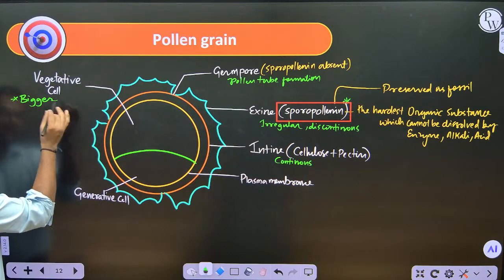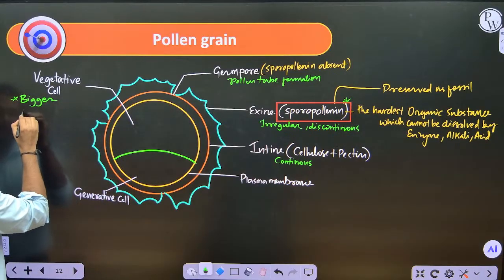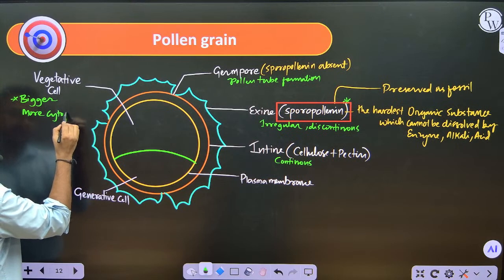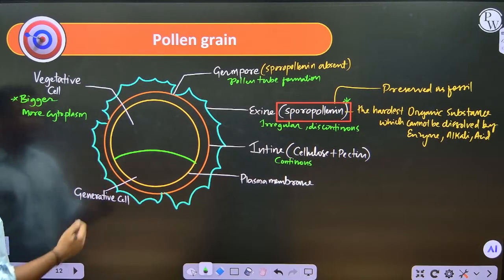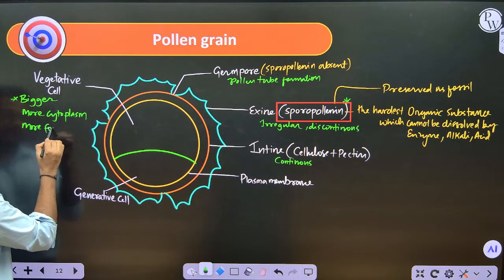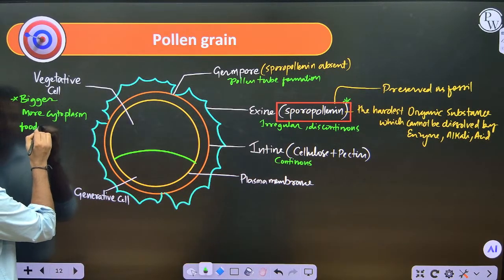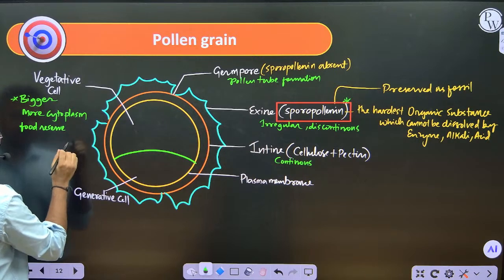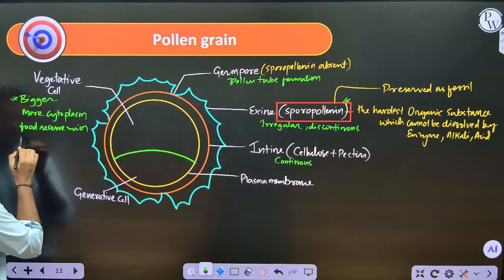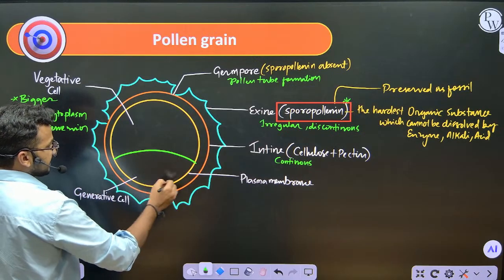And a bigger cell has a large space and more cytoplasm, or dense protoplasm. More cytoplasm means more food will be there, means food reserve material, a food reservoir. And the nucleus will be big here. So this one is asymmetric, and the other one is a spindle shaped cell.